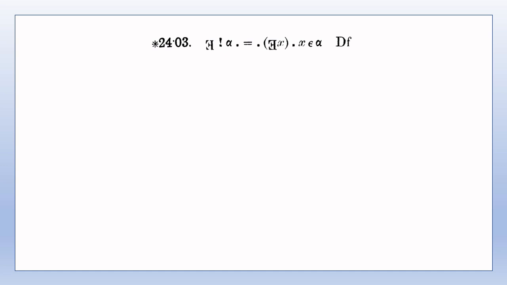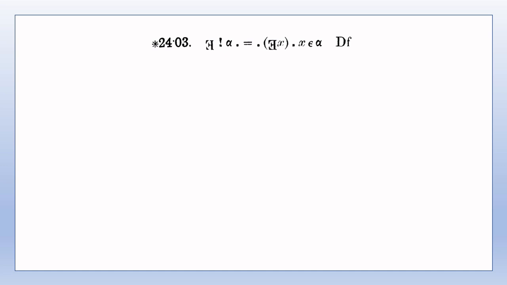Therefore, the null class does not exist in the sense of definition 24.03 since the null class doesn't have any members, but the null class exists in the sense that it is something. It has being. There is a thing which is indeed a class called the null class. So roughly speaking, the null class exists in the broader sense, but not in the narrower sense of definition 24.03.